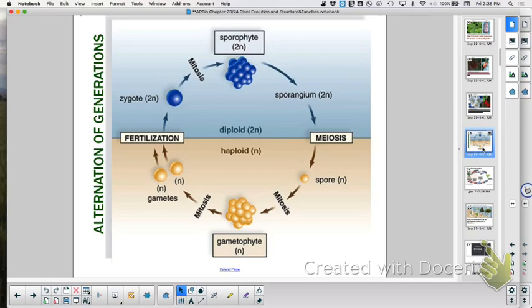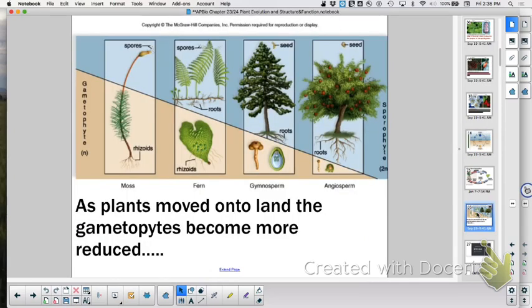But if we start out early, when we look at moss, that's an exception to the rule. The gametophyte is the big green leafy part, and the sporophyte is dependent upon it. So that is an exception. Here with the fern, the gametophyte is not this big. Obviously, this is microscopic.